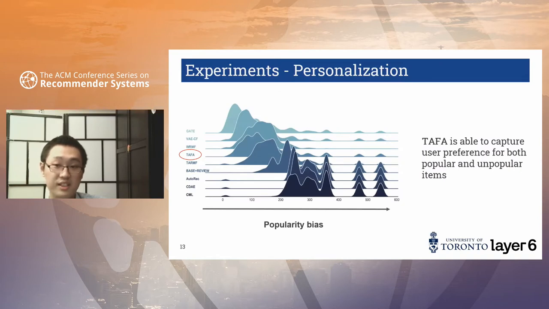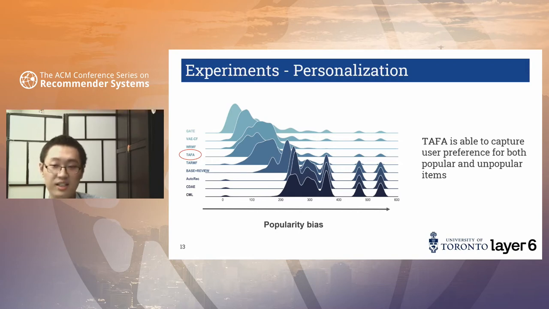We also study the level of personalization by our methods. We use the number of interactions an item has as the popularity measurement. Here's the personalization plot for Amazon video games. As you can see, the x-axis represents item popularity. A larger value indicates more popular items. We see that AutoRec and CDAE exhibit strong popularity bias but achieve relatively poor performance.